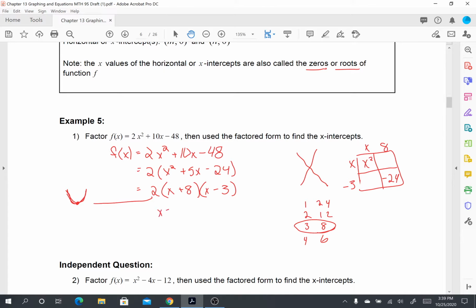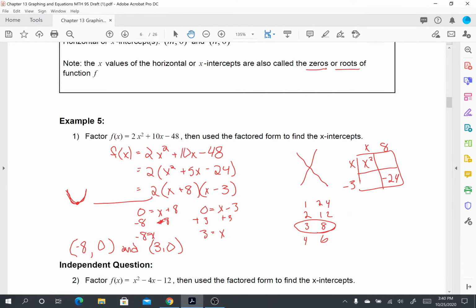We can set each of these equal to 0, and we've done this a few times in this class. Minus 8, so we'd have one x-intercept at negative 8, and we would do the same thing for the other one. And we'd find that our other x-intercept was at 3. Instead of saying solve for x, it said what were the x-intercepts, and so the x-intercepts are points, and so we would have negative 8, 0, and we would have 3, 0 as our answers.